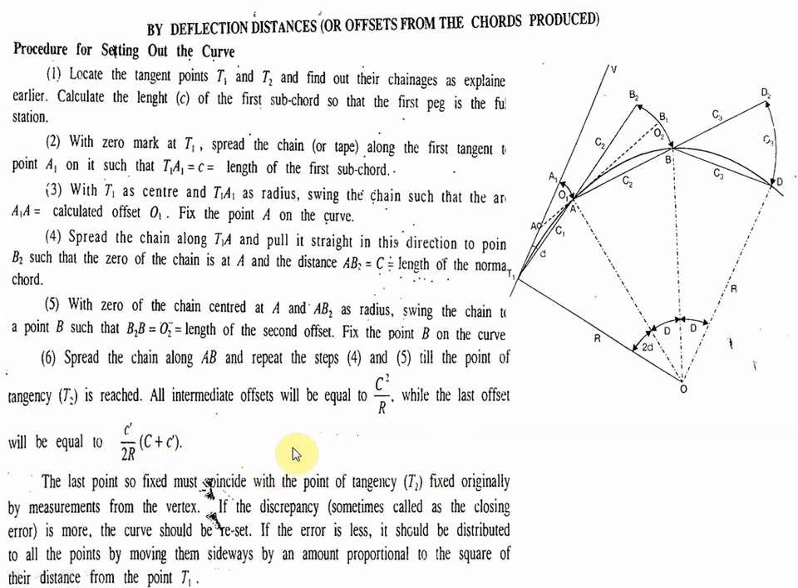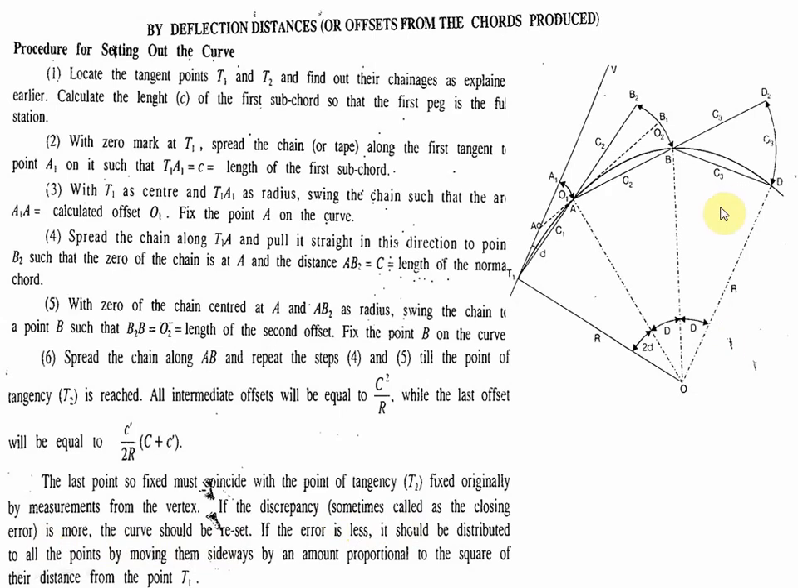Now the last point must coincide with the point of tangency T2. The last reading must coincide with the point of tangency T2, fixed originally by the measurements from the vertex. If the discrepancy, which is sometimes called the closing error, is more, the curve should be reset. When you have calculated the length of the first subchord and last subchord, and the length of the normal chord is given, it should coincide with the last point T2.